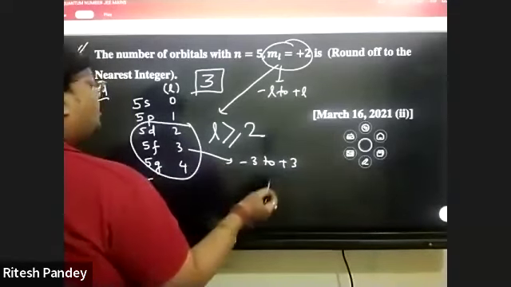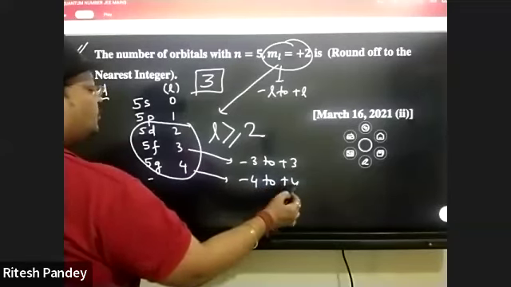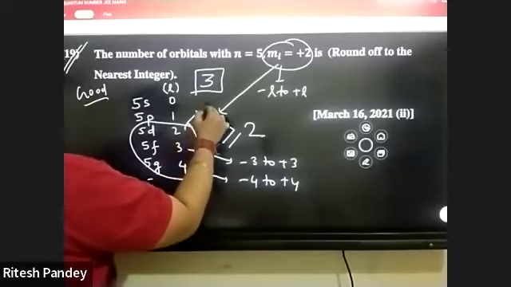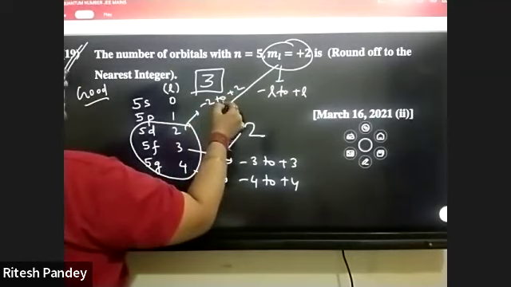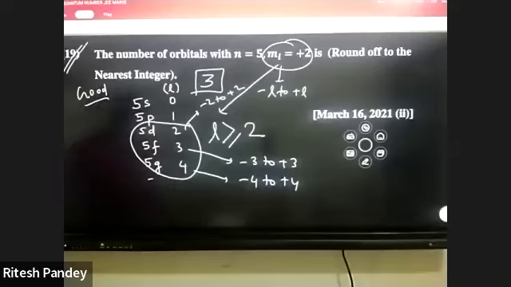So here one value of +2 will be there. Here you'll have values possible from -4 to +4, so here also 2 will be there. And here naturally -2 to +2. Here one +2 is possible, here one +2 is possible, here one +2 is possible. So the answer is 3.